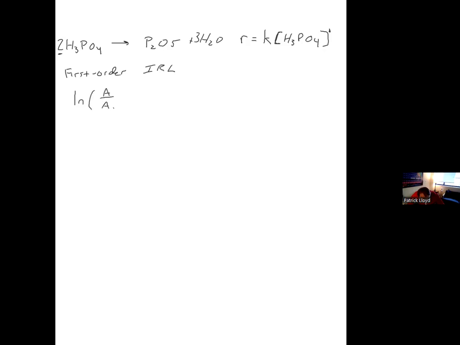I'm going to use the symbol A for the reactant. So A is the reactant. For us, it's H3PO4, but we don't need to write out the formula H3PO4 each time. We'll just write A. Okay, it's a math problem. So this can be rearranged as ln A minus ln A naught equals minus kt. That's a different way to write it.